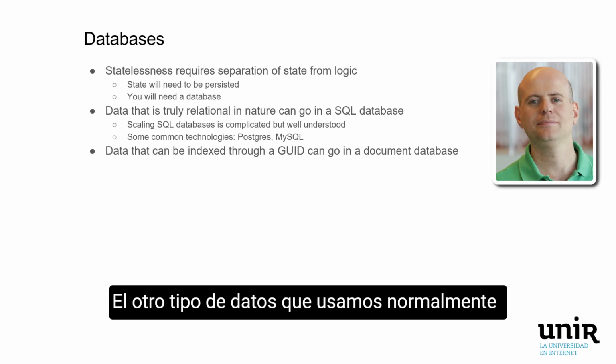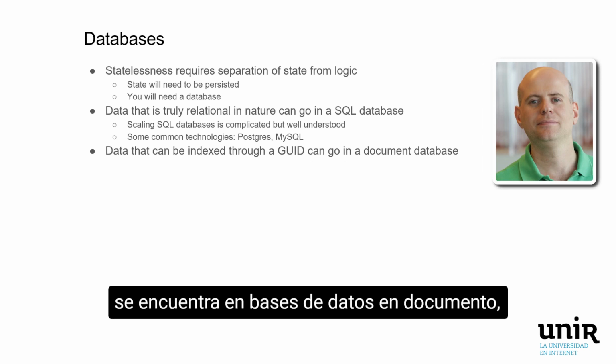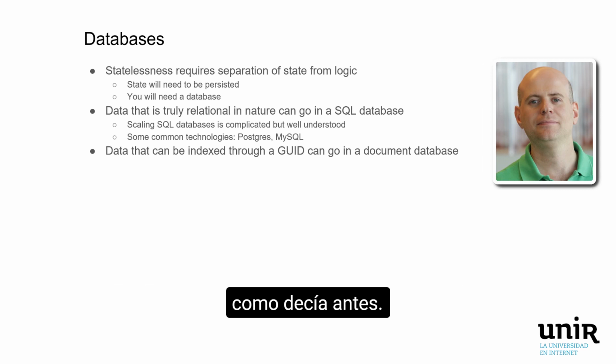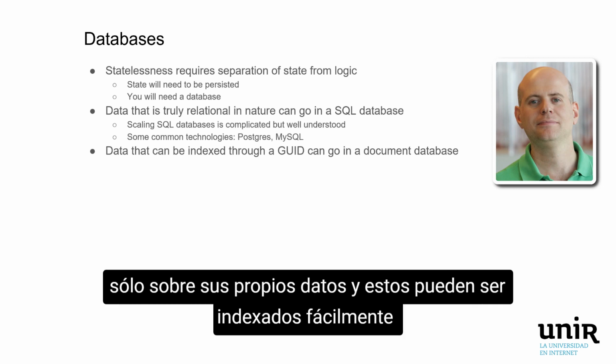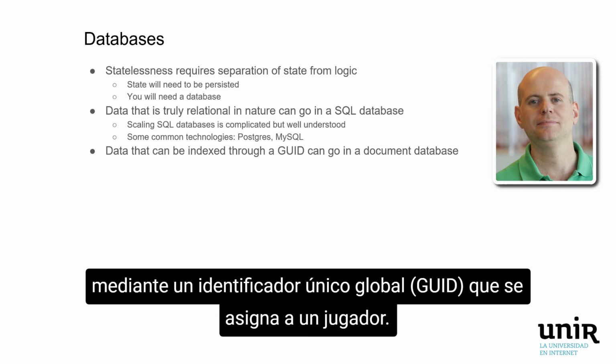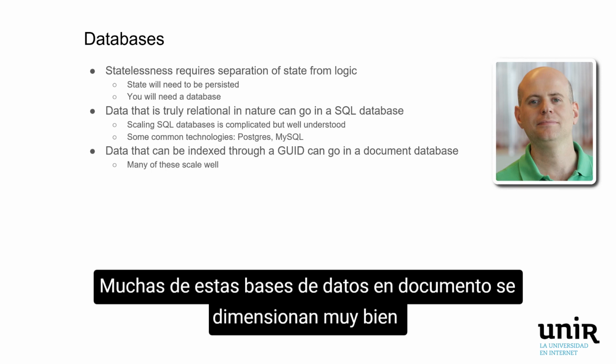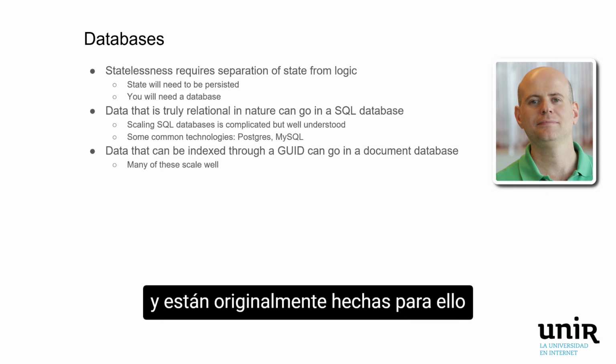And the other type of data that we use is usually in document databases. As I was saying earlier, very often players act only on their own data, and that is data that can be very easily indexed by a globally unique identifier that is assigned to a player. Many of these document-based databases scale very well, and they're originally made for this.